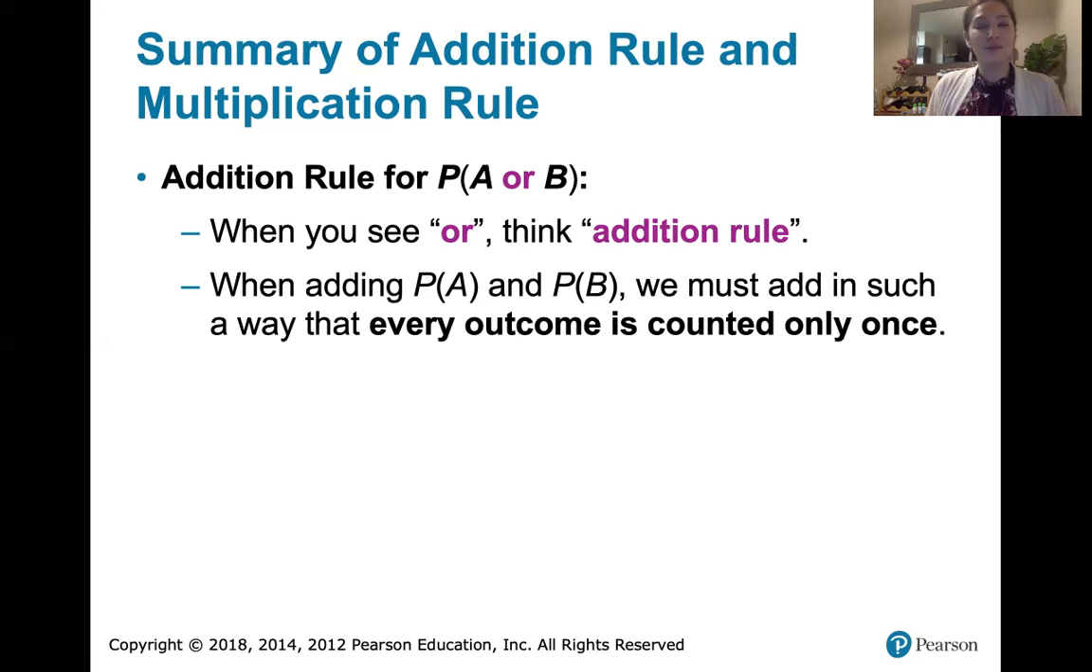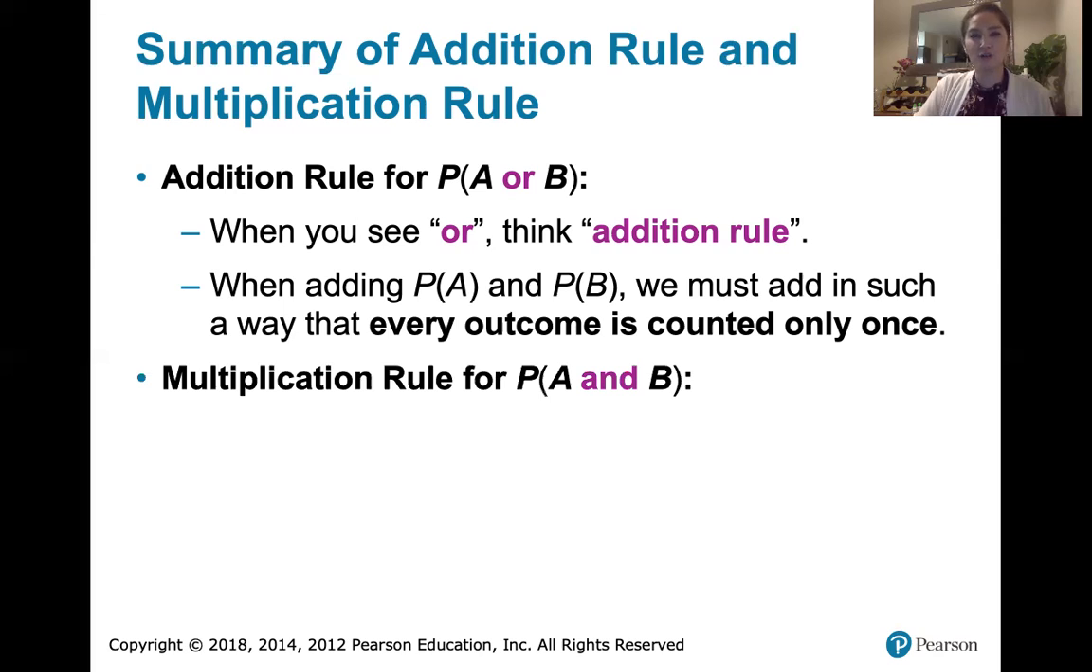So if you want the probability that A occurs or B occurs, you take the probability that the first one occurs and you add the probability that the second one occurs, and then you subtract the probability that both are occurring at the same time. So that is what the addition rule says. And again, subtracting the probability that A and B occur is just making sure you count everything once rather than accidentally counting them twice.